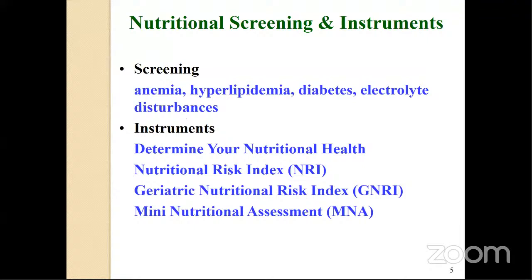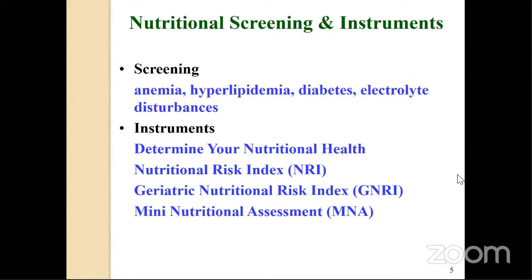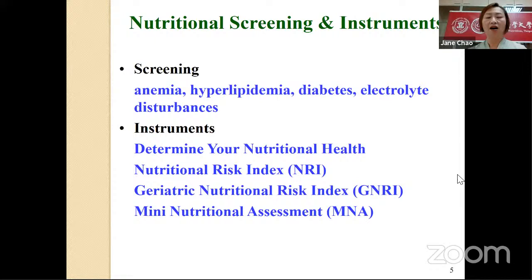So what's the purpose for screening, especially for the elderly? So usually you will think about the purpose of screening is fast. So that means we will use a simple instrument or a simple tool or a simple device to screen or identify whether the people have malnutrition in a short period of time. Therefore, when we choose appropriate nutritional screening, think about whether it's suitable or appropriate for the population we want to screen.